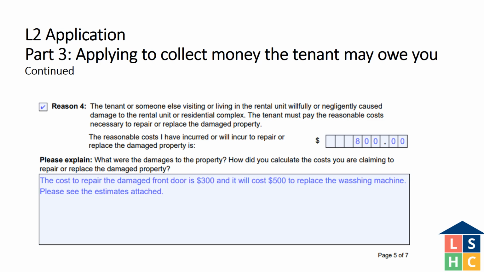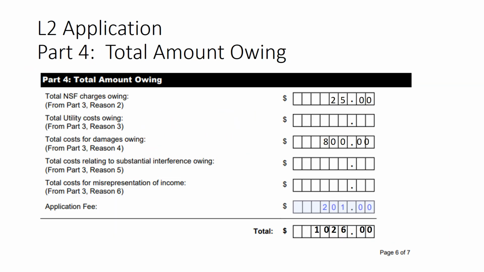If you have included costs for damages on the N7, make sure to complete Reason 4. It is important to also include estimates with the application to show how you arrived at the amounts you are asking the tenant to pay. This part allows you to calculate the total amount the tenant owes.